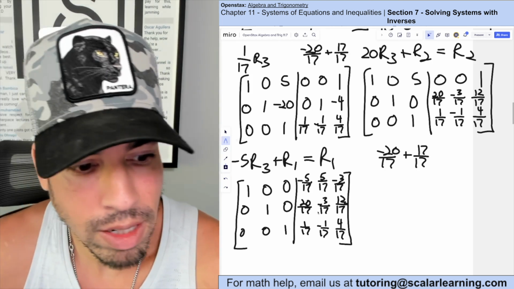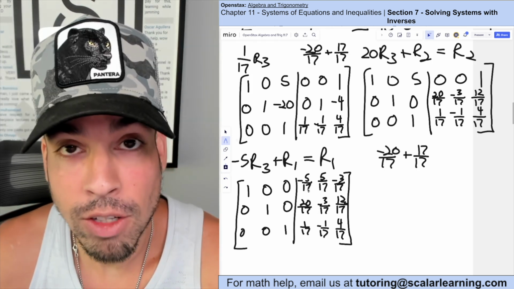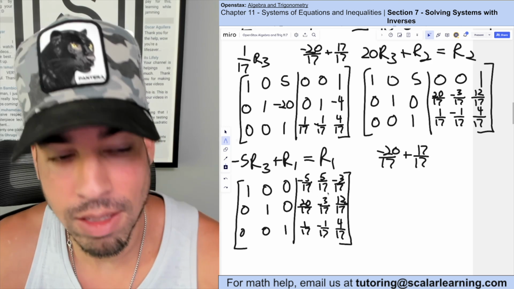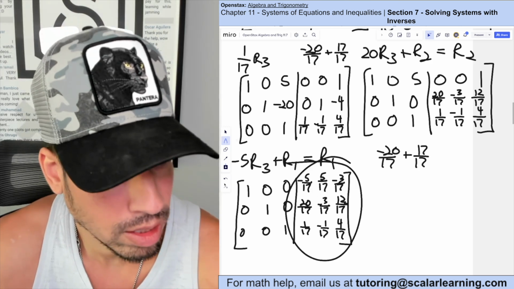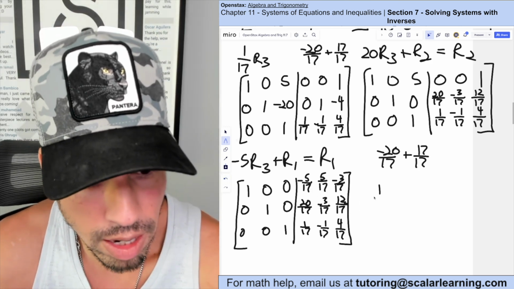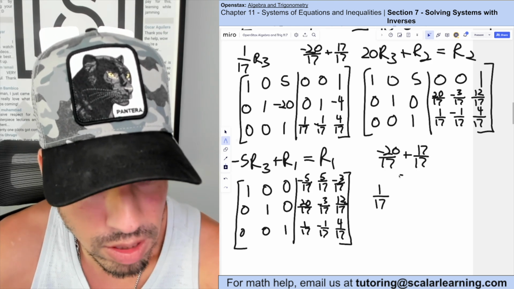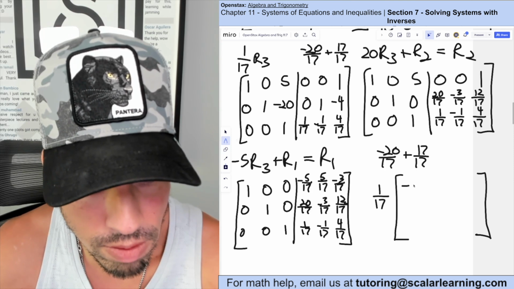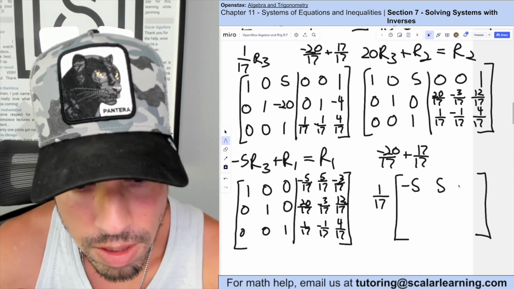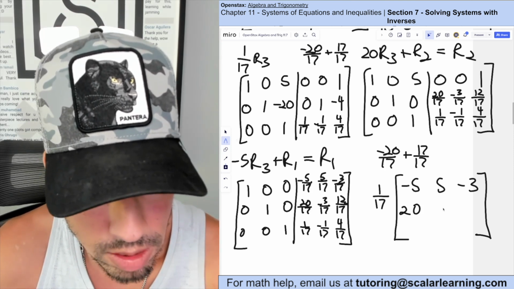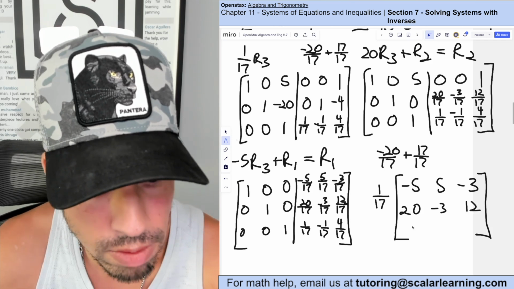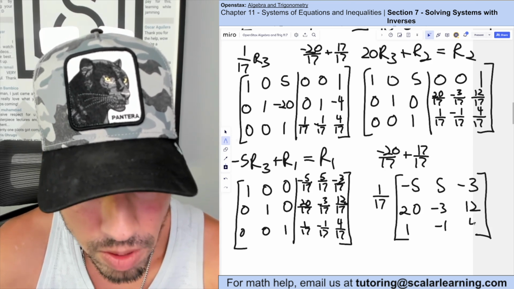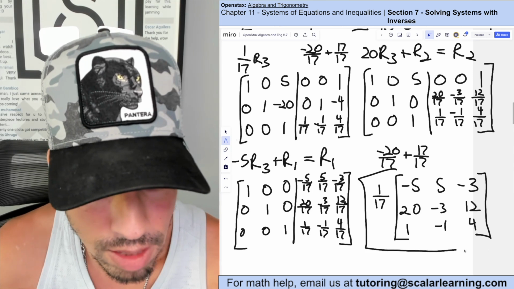Now, the way they presented it in the back of the book is they actually factored out the 1 over 17 as a scalar, which is fine. Like, you can present it like this, or what they did is they're like, hey, we'll factor out the 1 over 17, and then we can just write it much more easily with those nice numerators. So then we have negative 5, 5, negative 3, 20, negative 3, 12, 1, negative 1, and 4. So that is how you do it.